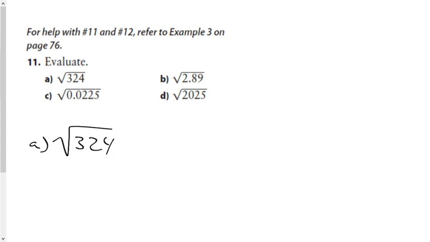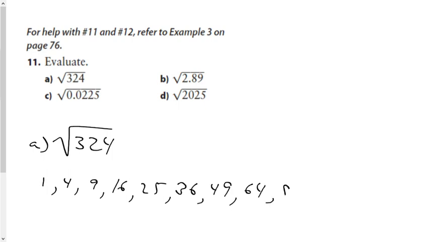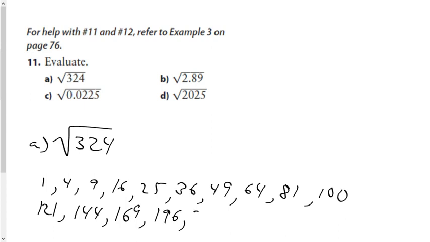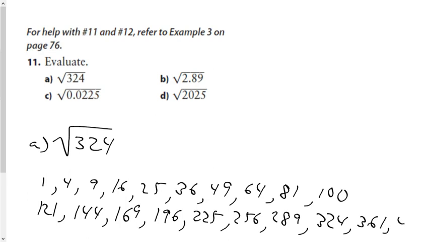So the first 10 perfect squares are 1, 4, 9, 16, 25, 36, 49, 64, 81, and 100. Right? Those are the first 10. The next 10 are 11 times 11, 121, 12 times 12, 144, 13 times 13, 169, 14 times 14, 196, 15 times 15, 225, 16 times 16, 256, 17 times 17 is 289, 18 times 18 is 324, and finally 19 times 19 is 361, and the last one, 20 times 20 is 400.